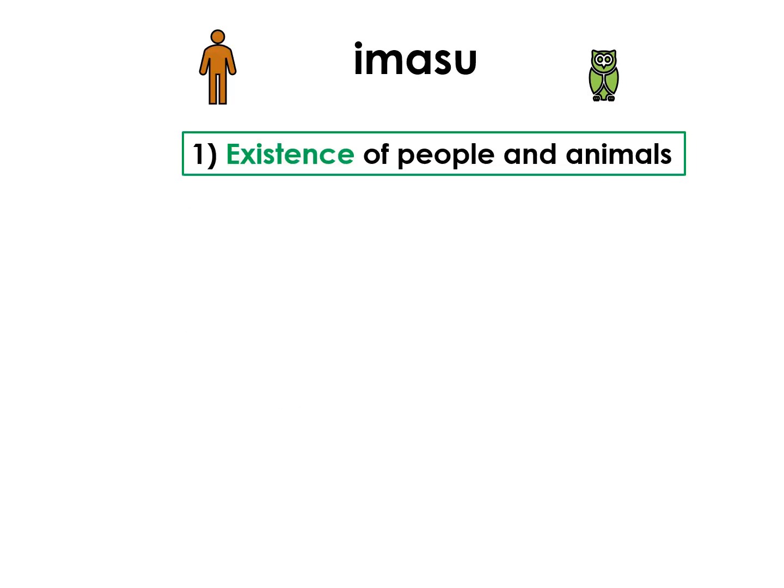First, let's look at how to express the existence of people and animals. We're talking about sentences that begin with there is a nani-nani. As we said earlier, we use the verb imasu to express the existence of people and animals. Please feel free to repeat after me as I say in Japanese to give yourself some practice.